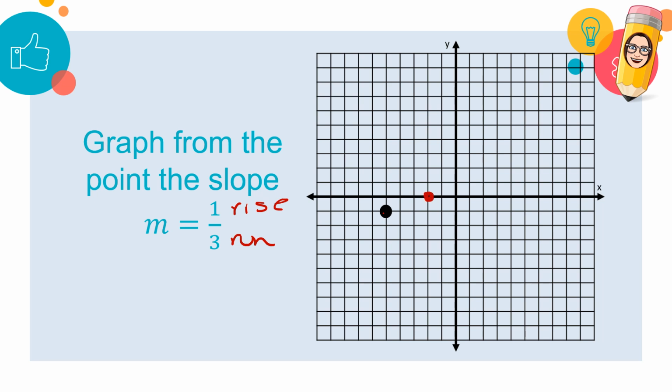Rise 1, run 3. Rise 1, run 3. Once you've got 5 dots, you can be done. Okay, I don't need more. If you do more, awesome, but I want to see at least 5 or the graph filled. We connect our dots. It's positive, right? As we trace it, it's increasing, and it's a +1/3, so that makes sense. Positive lines go up.